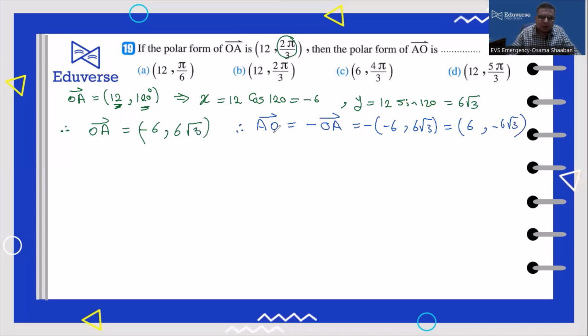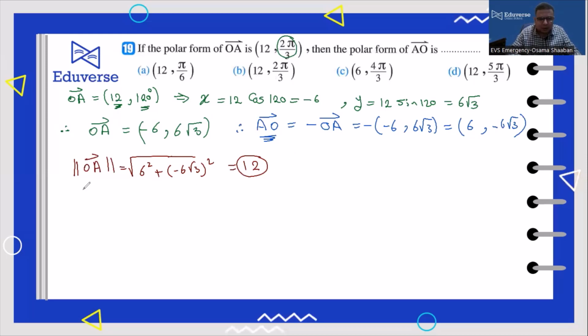Okay, this is all a vector. But the choices here are the norm and the angle, so we need the norm of vector AO. The norm is the square root of x squared plus y squared: 6 squared plus negative 6 root 3 squared, and you will get 12. So you have the norm now, 12, which is A or B or D, C no. So I need the angle theta.